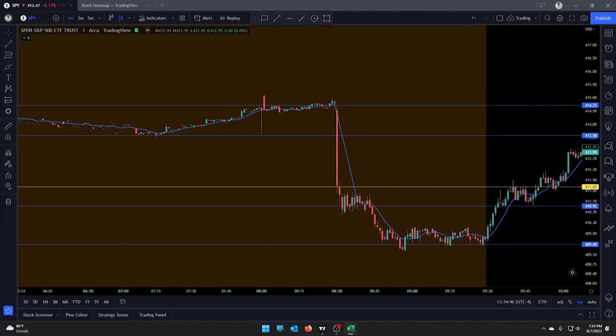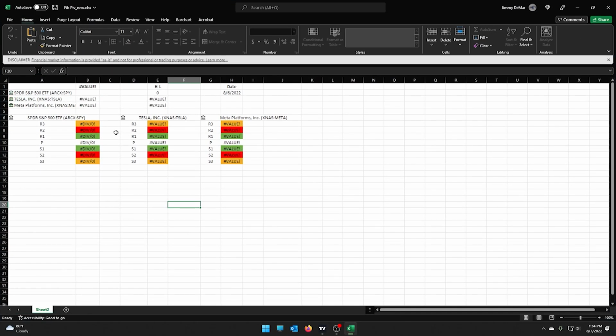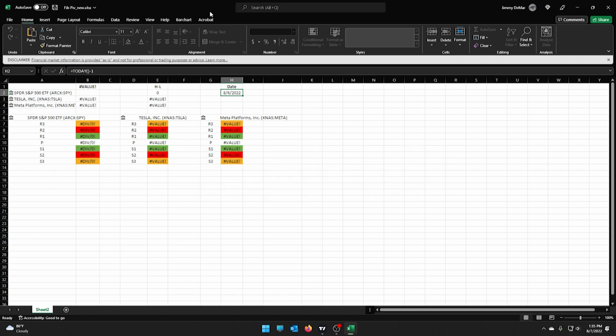Right now it's going to say it's not working because the market was closed yesterday. But if I change this date to the 5th, it will populate the high, the low, and the close of SPY, and then fill this out automatically. Let me see if I can do it real quick here. It tells me I have to unlock it.